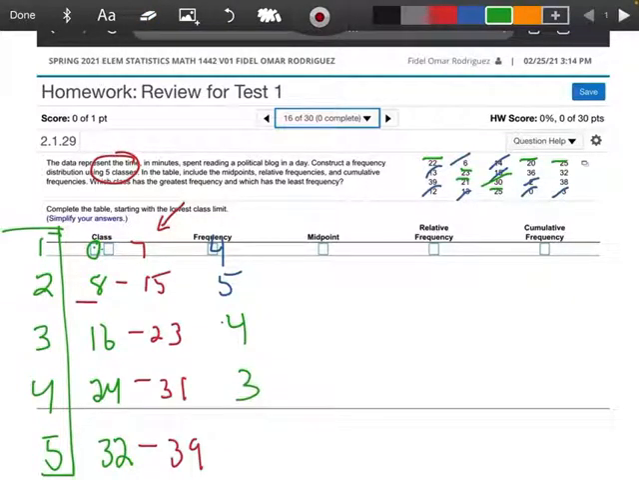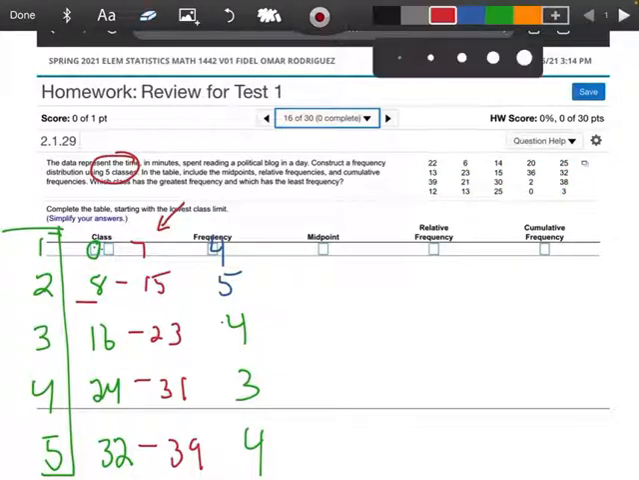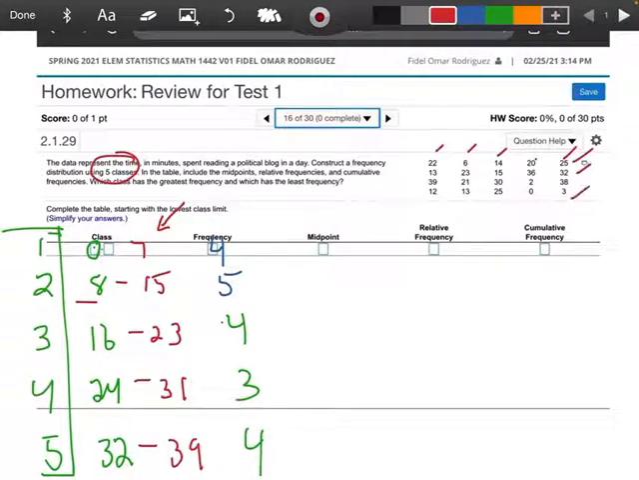Okay. Between 32 and 39, let's see. So I got 1, 2, 3, 4. Now we should have them all here, okay? All right. And one way I can double check, guys, this gets a little tedious, but I got 1, 2, 3, 4, 5, 1, 2, 3, 4. There should be a total of 20. If I add these numbers up, I should get 20. Let's see if we do or not.